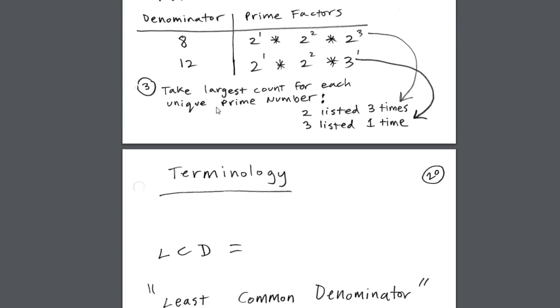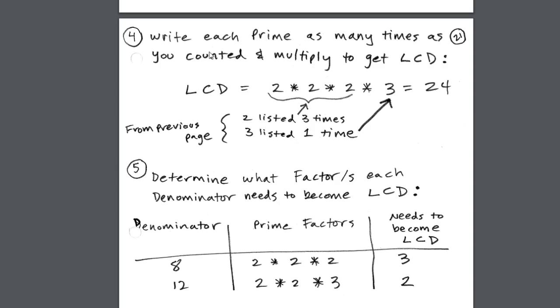All right, you ready? Oh, wait a second. Last step, we had to list 2 3 times and 3 1 time. Now let's see what we do with those. Step 4, write each prime as many times as you counted in the last step and multiply to get the LCD, least common denominator. Oh, there's the 3 2s separated by the multiplication symbol. And there's the 3 with a multiplication symbol. 2 listed 3 times, 3 listed 1 time with multiplication. Now when we multiply them, there's the magic denominator we need for each one of those fractions, 24.